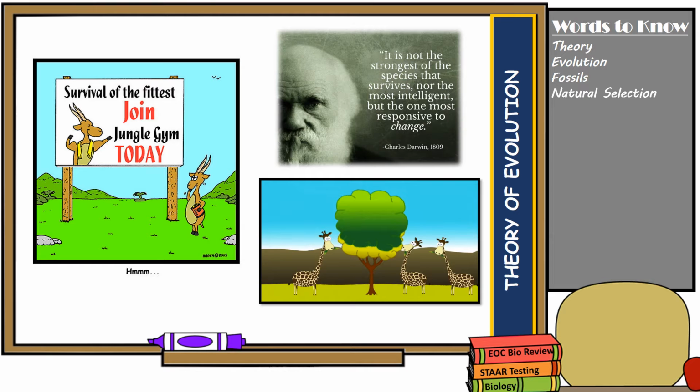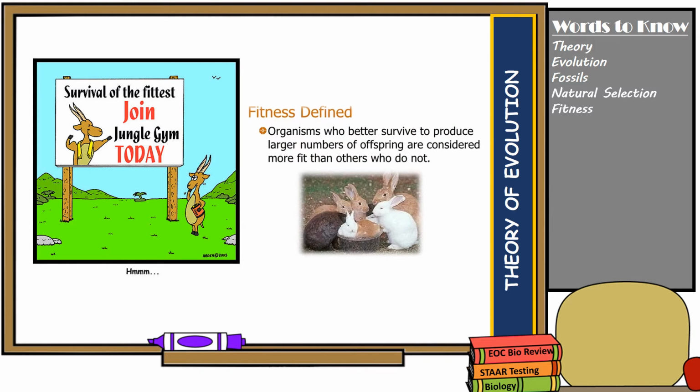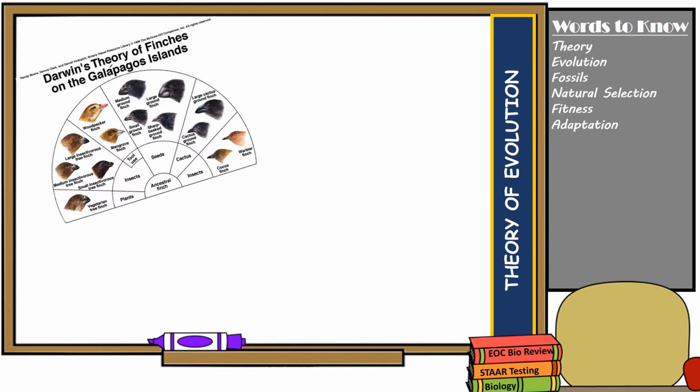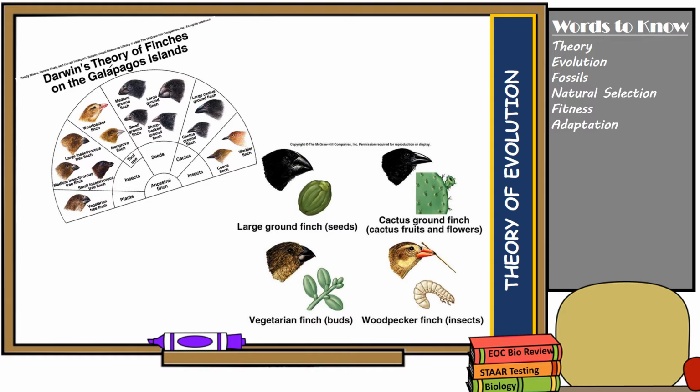Okay, so let's recap some key terms that you need to understand. First, the term fitness, which is basically the ability of an individual to survive and reproduce in its specific environment. Now, the word adaptation is basically any traits, either behavioral or physical, that improve an organism's chances of survival and reproduction in its environment. For example, birds' beaks come in all shapes and sizes. Now, this is a physical adaptation because the shape of the bird's beak plays a role in the types of food that bird can eat. Other adaptations include such things as color, the presence of spines, and behaviors such as migration.